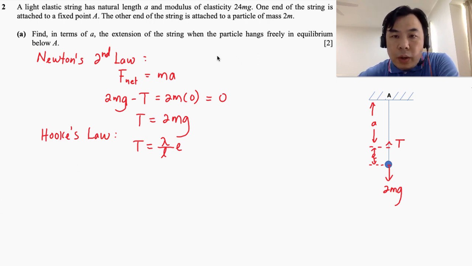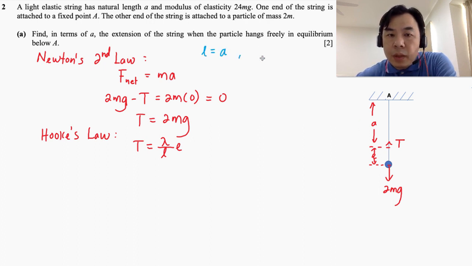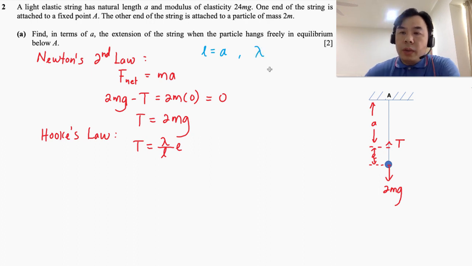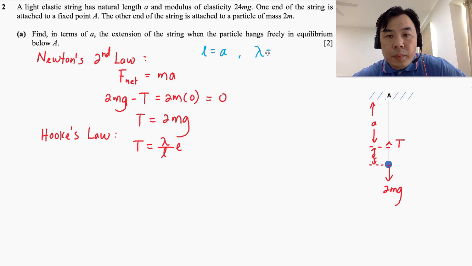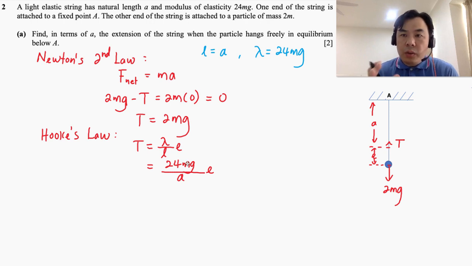Okay, let me write down all the parameters involved here. The natural length, I'll label it as a, and the modulus of elasticity is given by 24 mg here, right? Therefore we are good to go at this point. We're going to substitute this as 24, divided by the natural length, and then the extension e. Now that's how the tension of the string would look when it is extended by e.